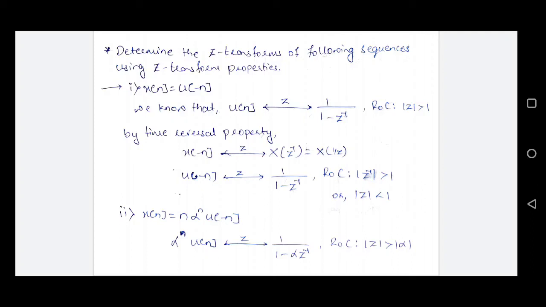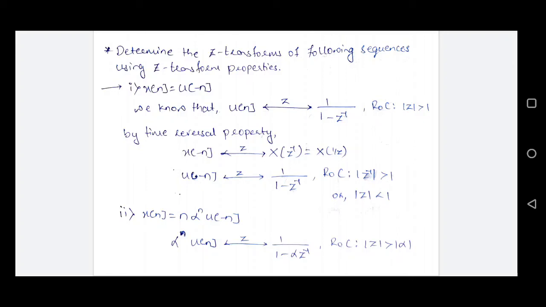For the region of convergence, mod of z greater than 1, because u[n] is a right-sided sequence. By applying the time reversal property we studied while studying the properties of the z transform, the z transform of x[-n] will be X(z^-1), or X(1/z). So for u[-n], the z transform will be the same, 1 divided by (1 - z^-1), but the region of convergence will change. This time, mod of z^-1 will be greater than 1, or sending z to the other side, we get mod of z less than 1.